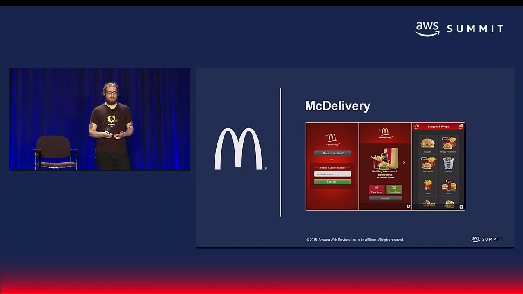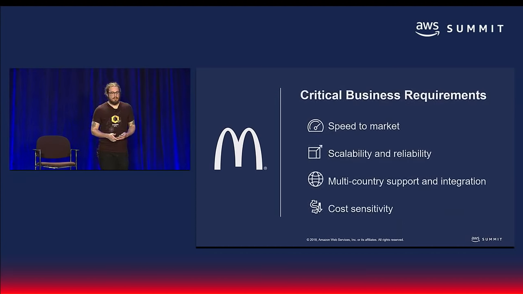In building this, they had a few critical business requirements. The first was speed to market. They wanted to be able to build this system quickly. The second was scalability and reliability. McDonald's serves a lot of customers, and they wanted to be able to handle up to 500,000 orders an hour with this system. They wanted multi-country support, so they wanted this to be able to be deployed worldwide, and they wanted to easily be able to integrate it with different food delivery partners around the world. And then the last was cost sensitivity. Obviously, one of the nice things about McDonald's is it's very affordable, but that means that any system that McDonald's uses needs to be very cost effective because the margins are low.